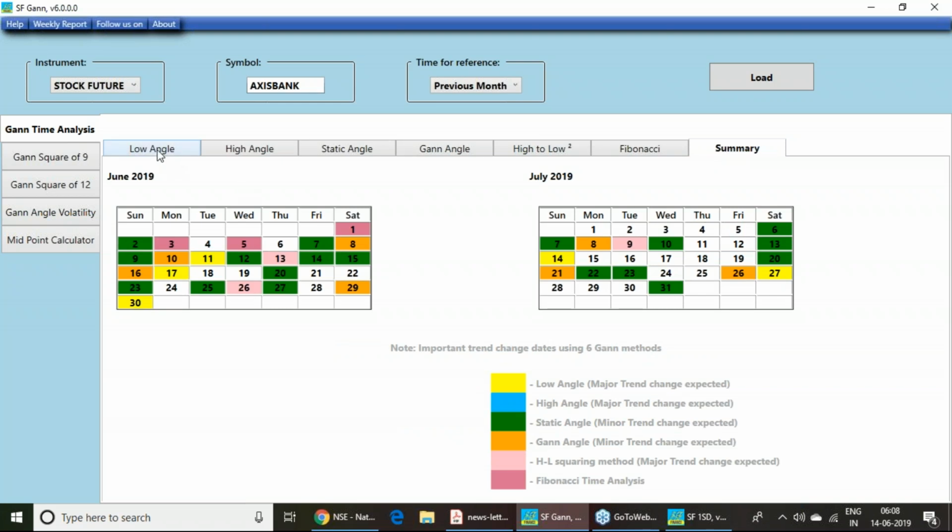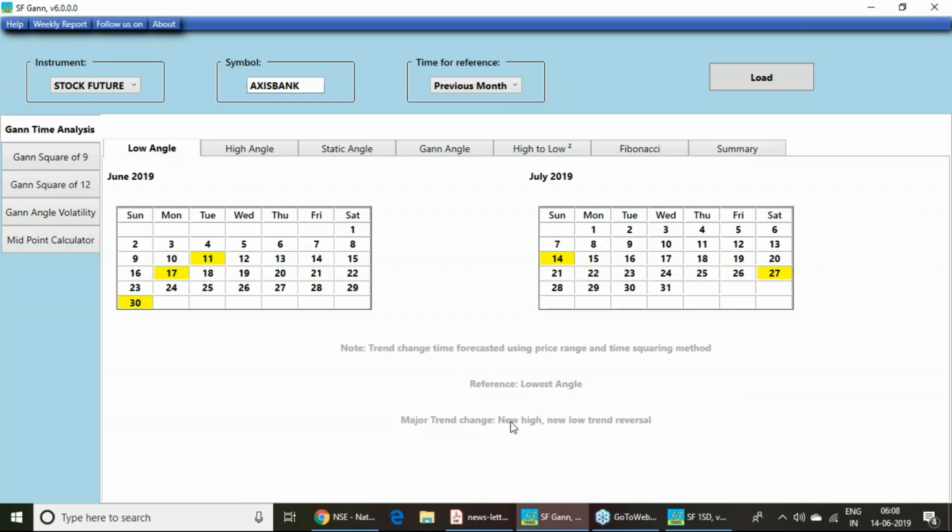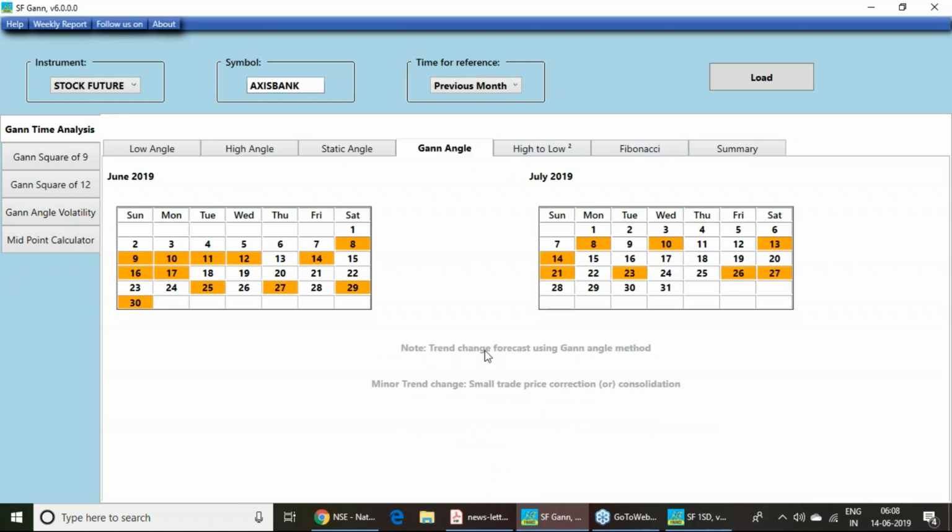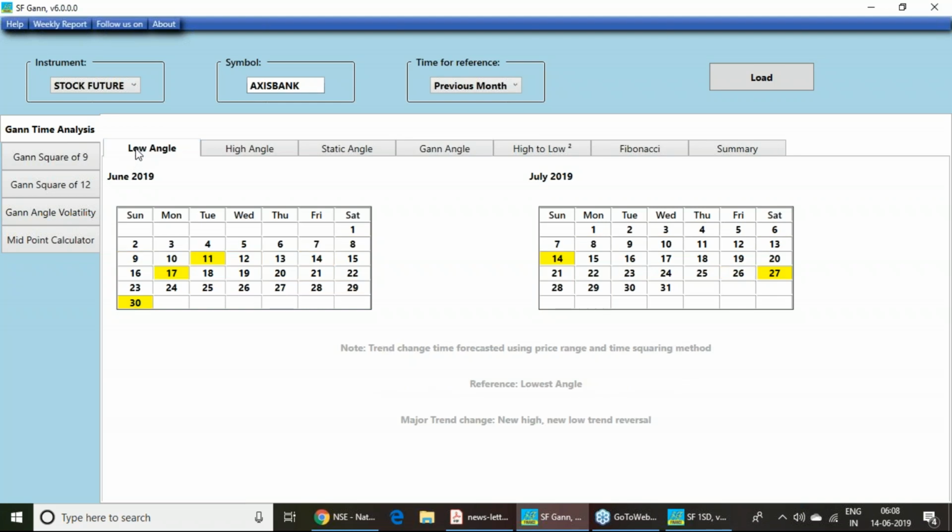So here we are saying these are the major trend reversals, and these are the minor trend reversals also. So this is a minor trend reversal. On that day some consolidation will happen, a small correction happens, a small pullback happens. So these are the minor trend reversal dates. All these calculations happen through the GAN's method.